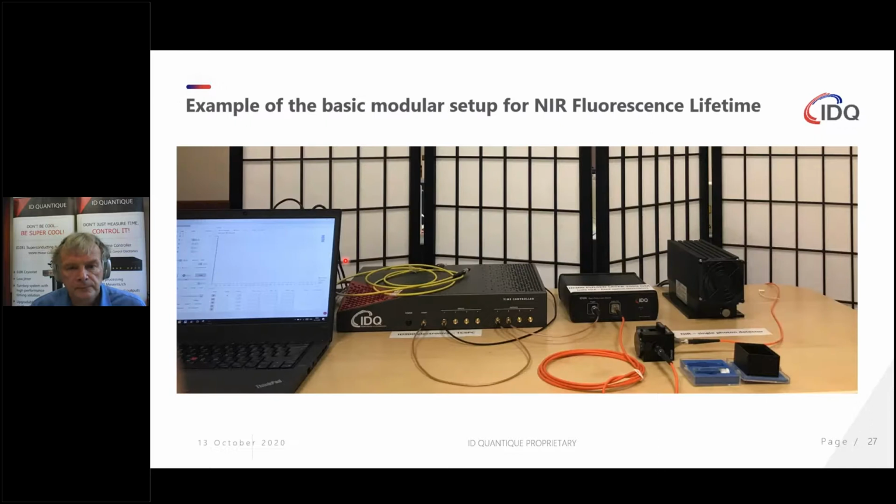Next slide. I'll show you the same setup that I just showed in a diagram. Just on the top right, you can see it's a very simple cuvette setup. I don't even have a beam splitter, just a bandpass filter. But it does the job.